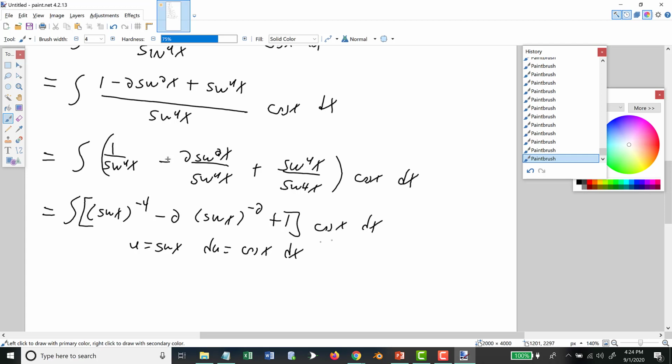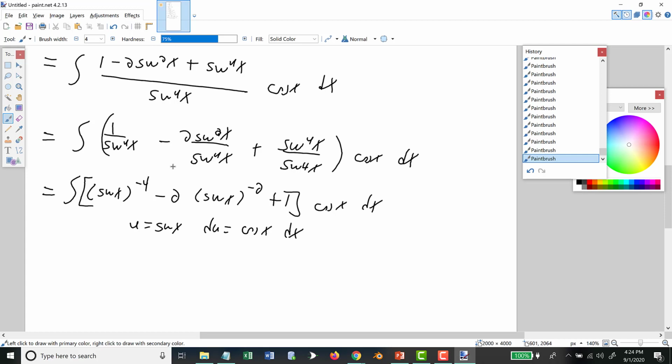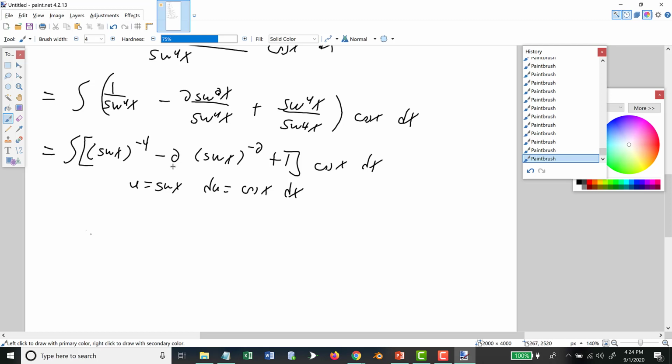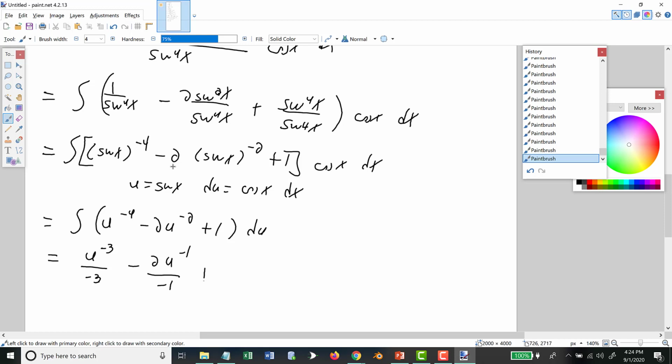Now if I let u equal sine x, du will be cosine x dx, which matches perfectly. I got cosine x dx. So this becomes the integral of u to the negative 4 minus 2u to the negative 2 plus 1 du. Add 1 to my power, divide by my new power, minus 2, add 1 to my power, divide by my new power, and 1 goes to u plus c.